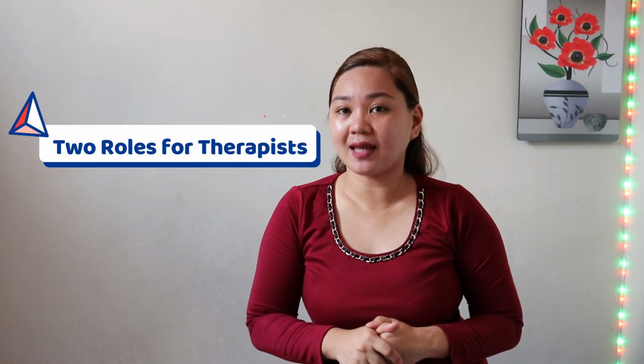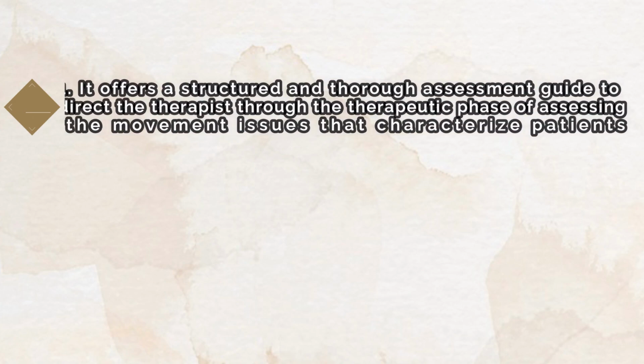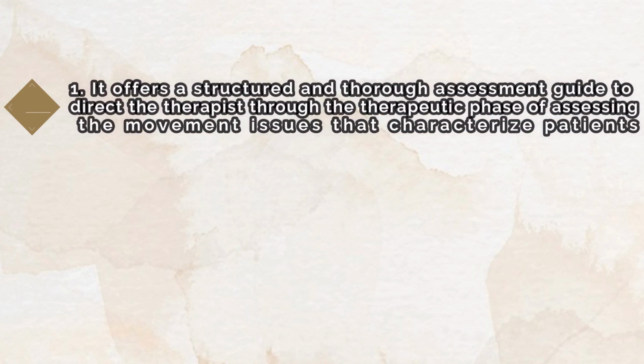The taxonomy's various skill categories put distinct demands on the performer, varying in terms of the complexity of skill characteristics. Gentile saw this taxonomy as serving two roles for therapists. First, it offers a structured and thorough assessment guide to direct the therapist through the phase of assessing the movement issues that characterize patients.